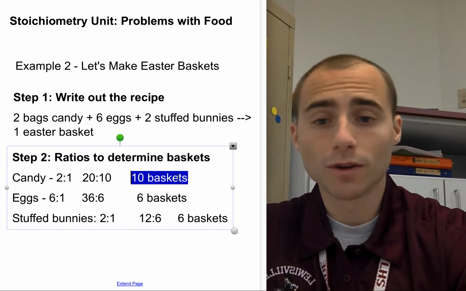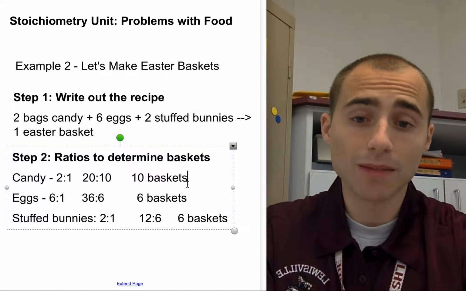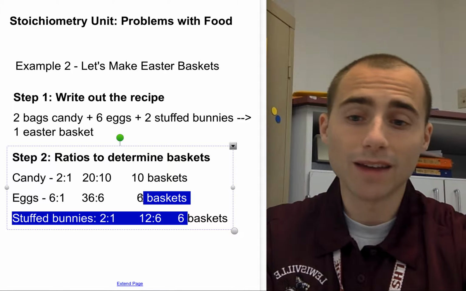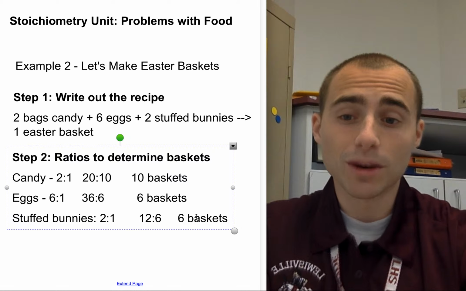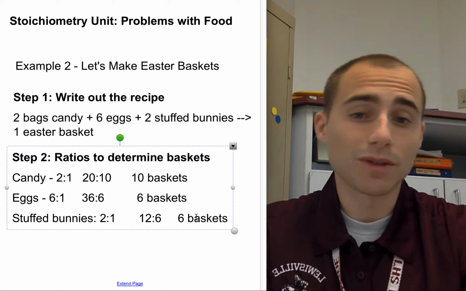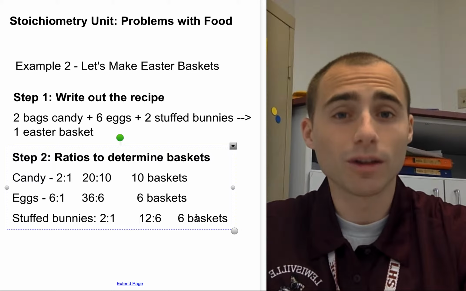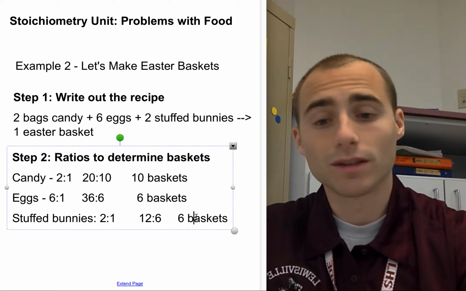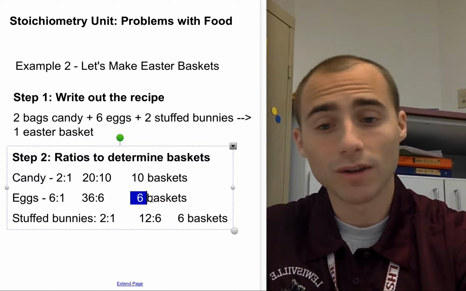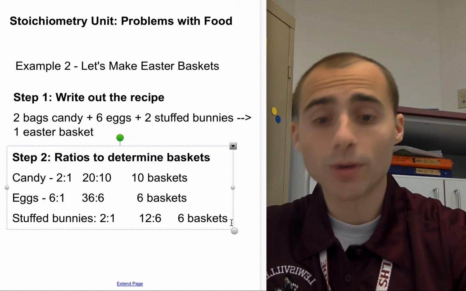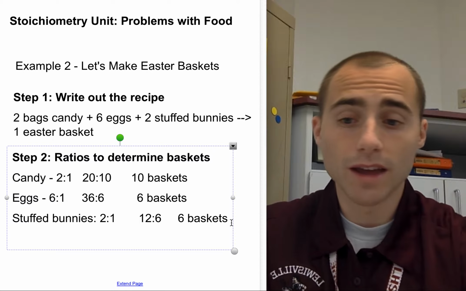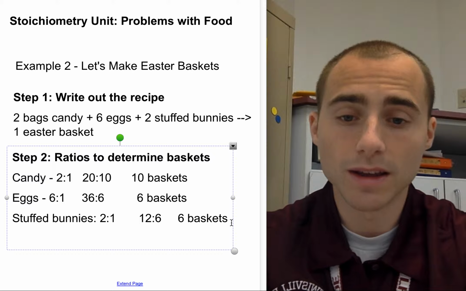We're okay with leftovers, but what would happen if we tried to make 10 baskets, but we only had enough eggs and enough stuffed bunnies to make 6? Well, that means 4 of the baskets would have nothing but candy, and they wouldn't have eggs, and they wouldn't have stuffed bunnies, and that would be really sad for the little kids who get these Easter baskets. So we would rather have leftovers. So you got to take whichever one's the lowest, so each basket can be full. So now we know what our product is going to be. On the end, our product is going to be 6 baskets.